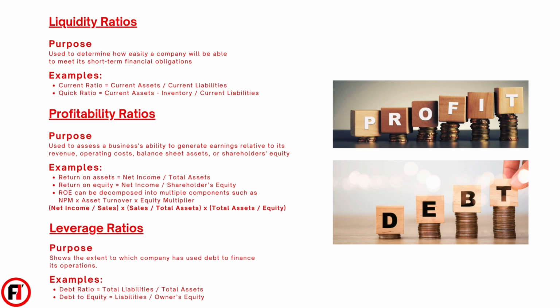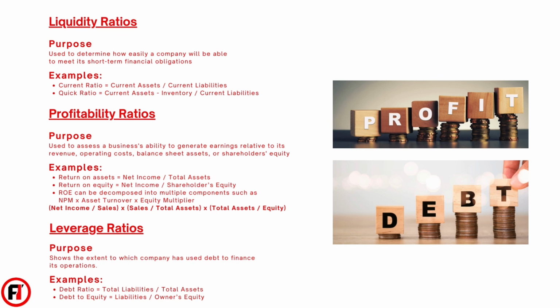So the quick ratio is more conservative than the current ratio because inventory is included as a current asset, but for the quick ratio, they're subtracting it. The reason why it's more conservative is because those are assets that can be more easily liquidated than other assets like inventory.